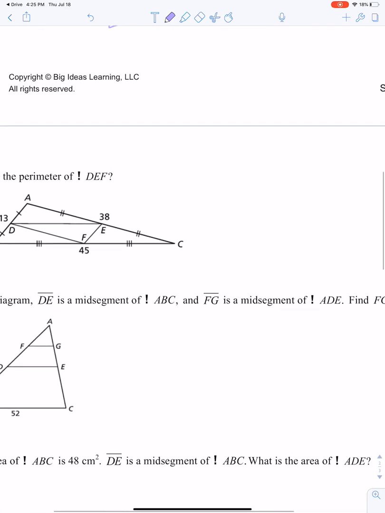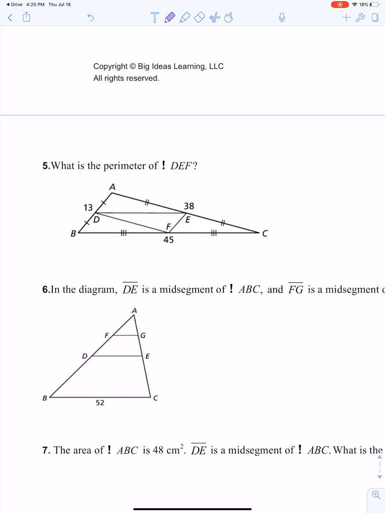Okay, moving on, they want to know here what is the perimeter of DEF. So if BD is 45, DE has to be half of 45. 2 goes into 45 twice, minus 4 is 0. 5 goes in twice, minus 4 is 1, goes in 22.5 times. So this is going to be 22.5.